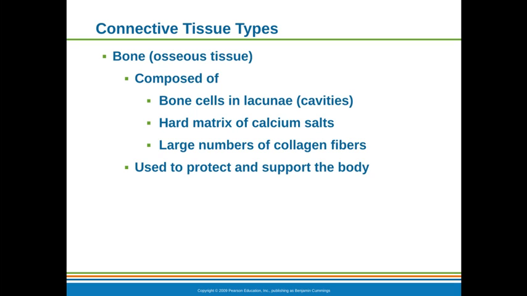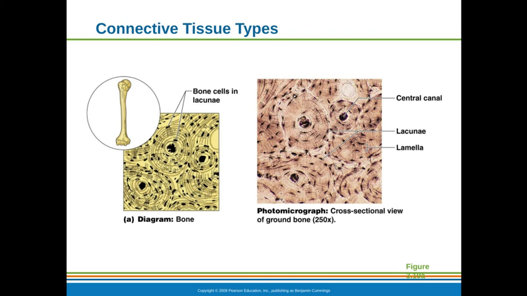Okay, we also have bone or osseous tissue. This is composed of bone cells and lacunae. These are the cavities where they're found. And then they produce that hard extracellular matrix of calcium salts. It has a lot of collagen fibers. And I'm sure we all know that the skeletal system, as we call it, is used to protect and support the body. We will get into more detail in actual physiology of the skeletal system in Chapter 5 in a couple of weeks.